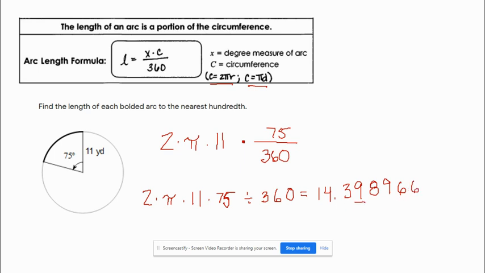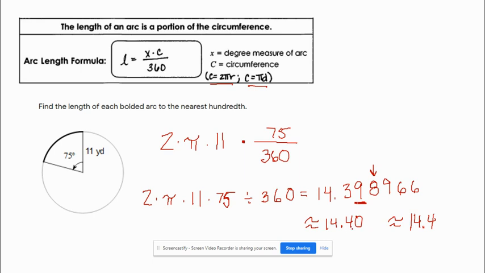So we're rounding to the nearest hundredth, which is this one. When I look at the 8, it's going to tell that 9 to increase. So it's going to be approximately 14.40. Again, I'm okay with this, but some people are not. You can also do 14.4 because the 0 isn't necessary.